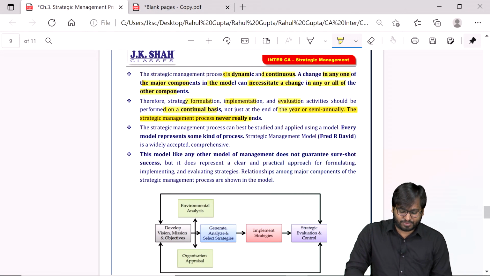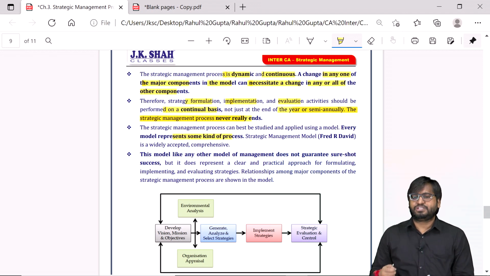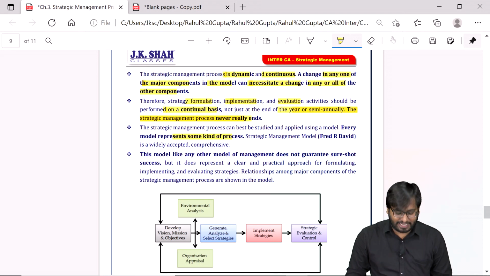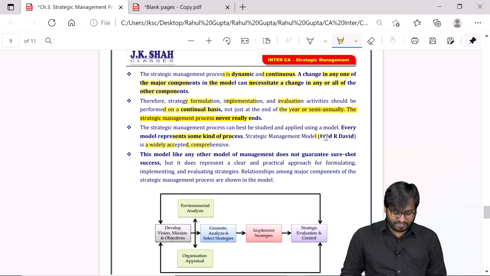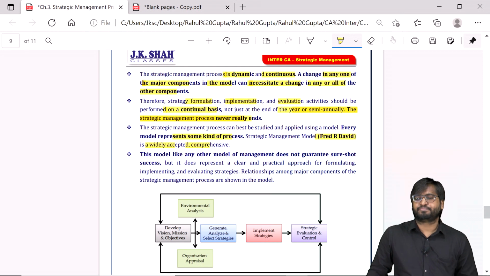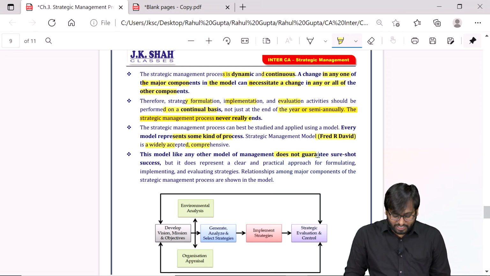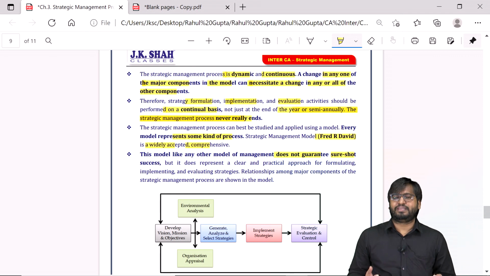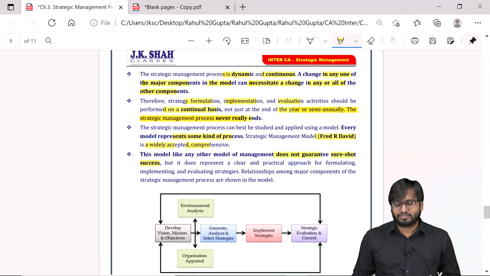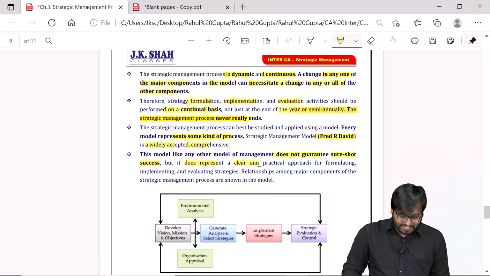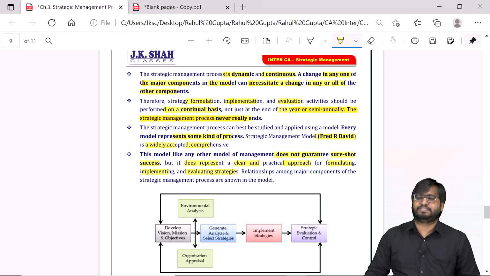The strategic management process can be best studied and applied using a model. Every model represents some kind of process, and the strategic management model is widely accepted and comprehensive. It is given by Fred R. David. This does not guarantee sure shot success. Nobody can give you a guarantee, but it does represent a clear and practical approach for formulating, implementing and evaluating the strategies.